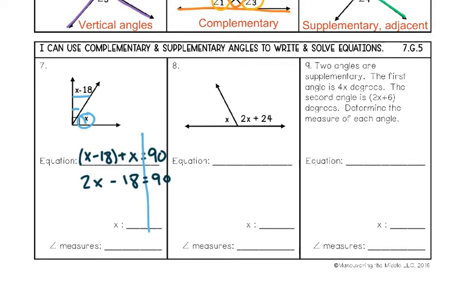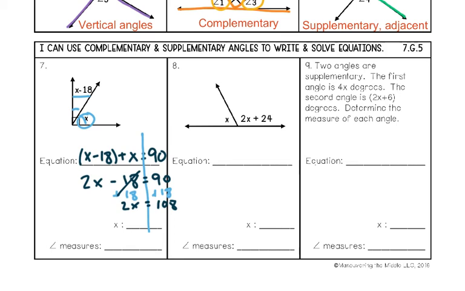I need to get my numbers on one side and my letters on the other. I want to isolate my variable, so I'm going to use inverse operations to solve. I'm going to get rid of a minus 18 with a plus 18. And if I do it to one side, I have to do it to the other side. On the left side, that cancels and I'm left with just 2x. On the right side, 90 plus 18 I can do. That makes 108.